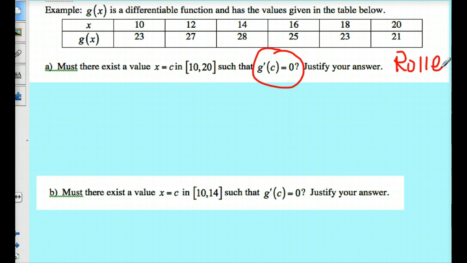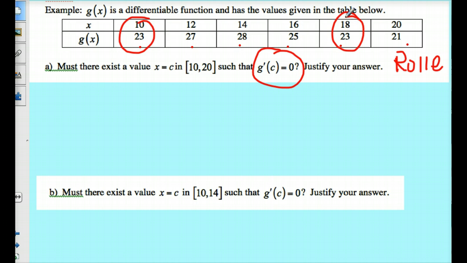And Rolle's theorem states that I have to have two values that are exactly the same. So in this table, I'm going to take a look and see if there are any numbers that are exactly the same. If I take a look at the g of x's, what we notice is g of 10, which is 23, is the same as g of 18, which is 23.